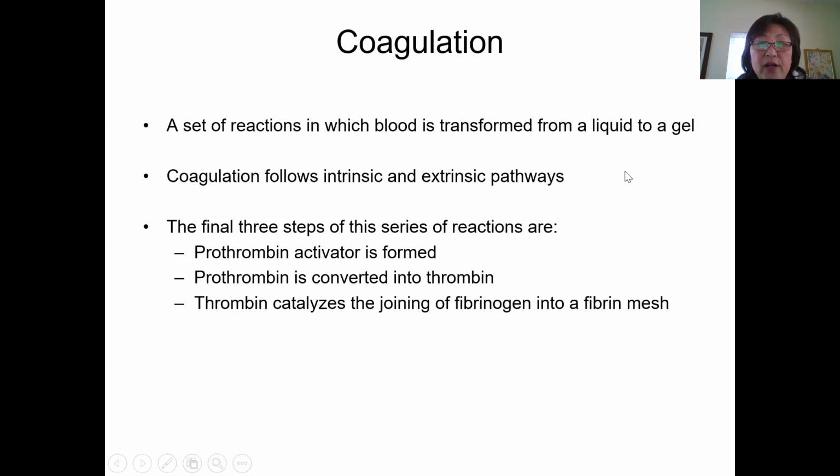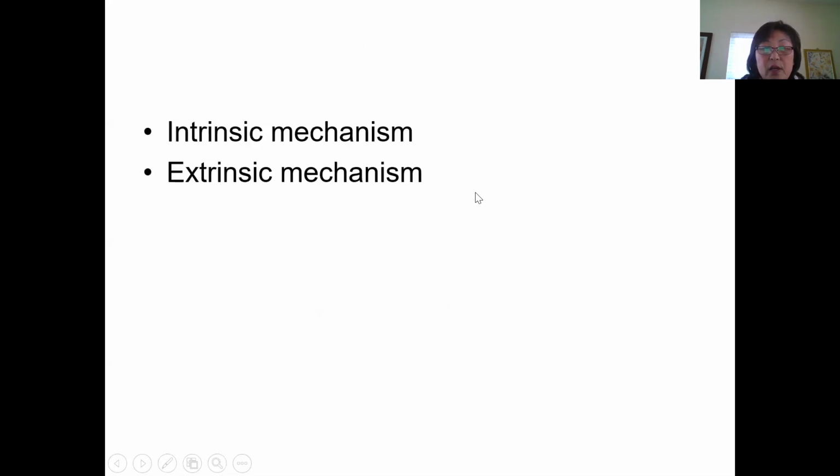The final step is called coagulation. That is the process to form the actual clot, okay? There are two mechanisms. One is called intrinsic, another is the extrinsic mechanism, but the end effect is the same, to form a clot. Intrinsic means the factors come from within the blood vessel. Extrinsic involves chemicals released from the surrounding tissue.